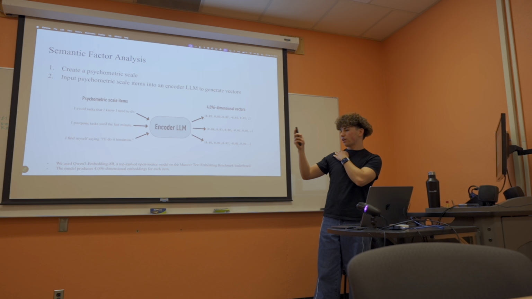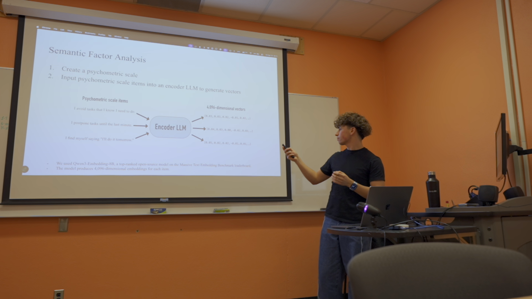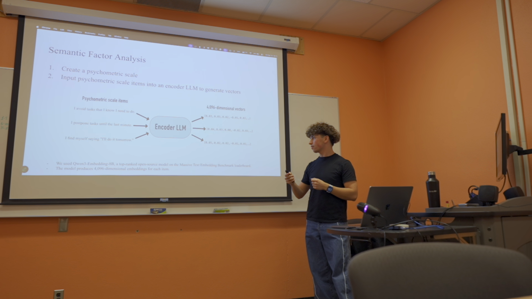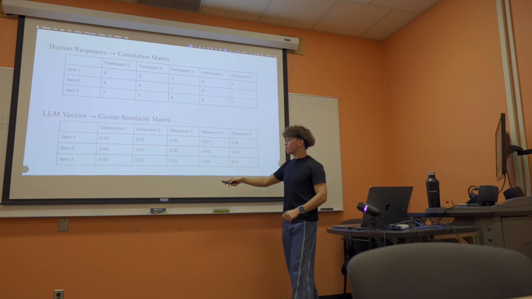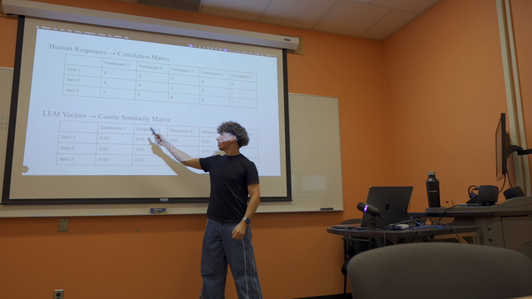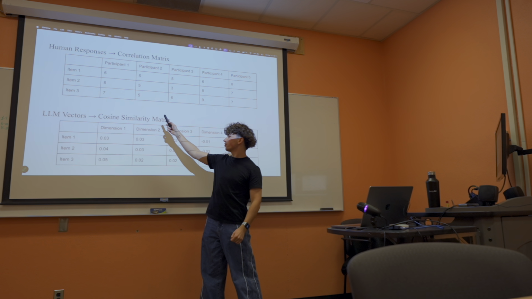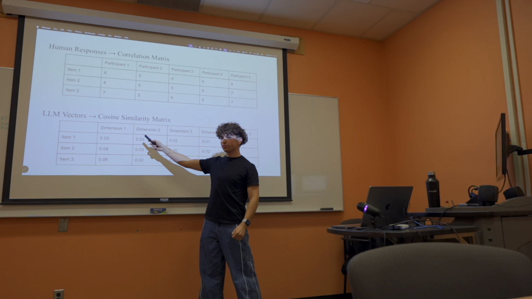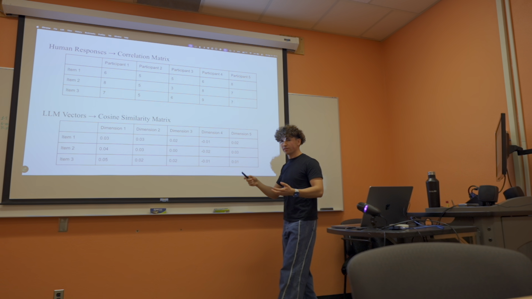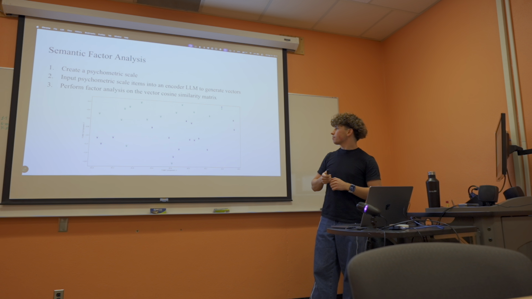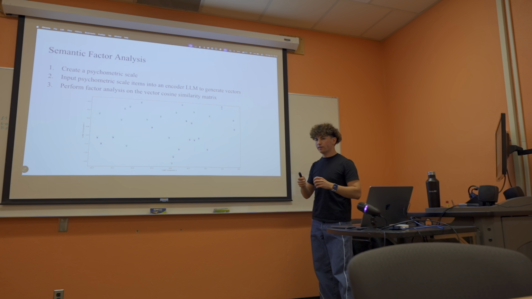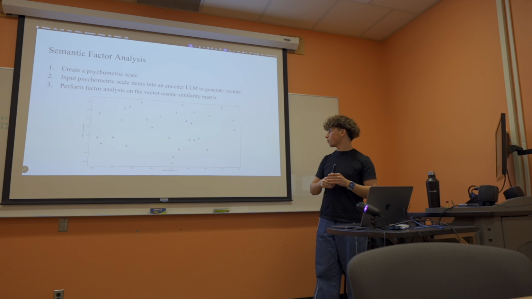So again, you take each item, you convert it into a meaning vector, and then you perform factor analysis on that meaning vector. So again, we're comparing just the human data and the LLM data. Each one has items as rows, but with the human data, each participant responds with a value for each item. And with the LLM, each dimension corresponds to concepts or combinations of concepts in high-dimensional space. So you do factor analysis on that to identify clusters of meanings, basically. And this is one of the results.